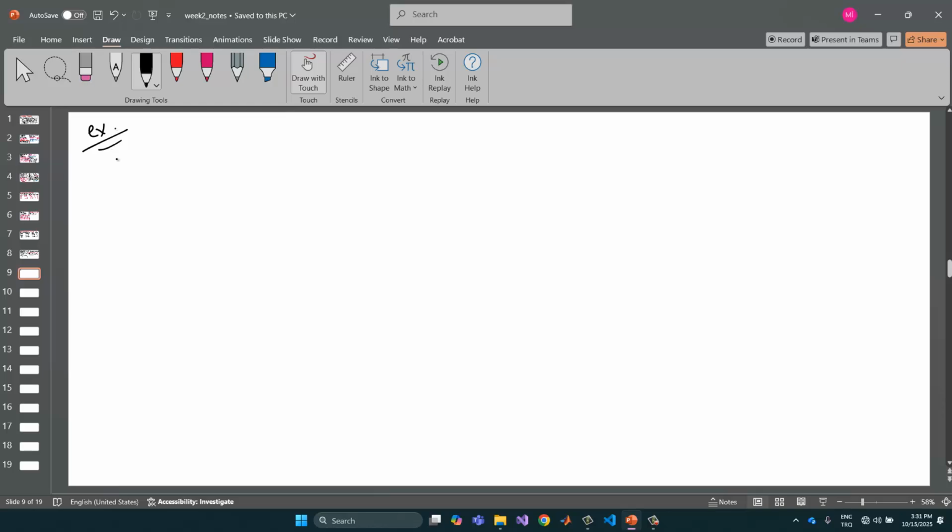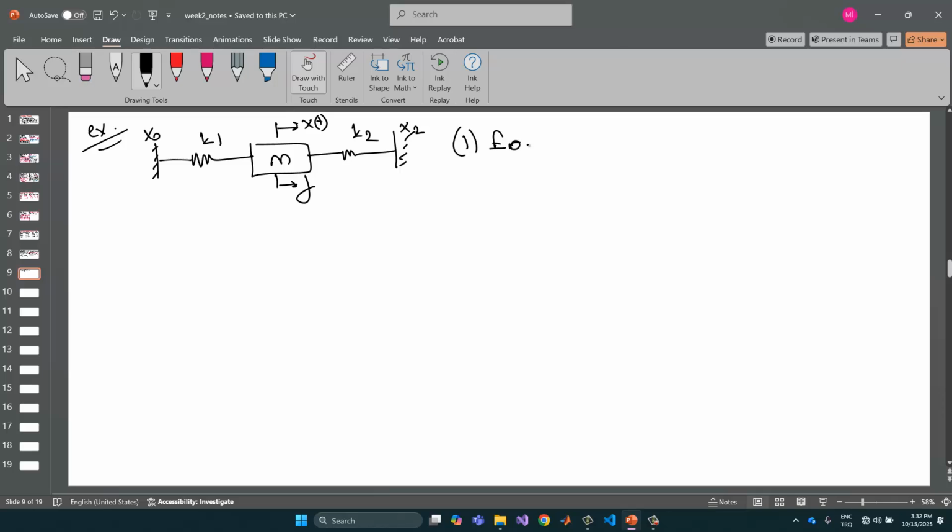Or, in the second example, we have x0 and the mass x, K1, and we pull with the force F, and also K2 and x2, okay? How can we write the equation of motion of these terms? We have the input F(t), but what's the moving part here?